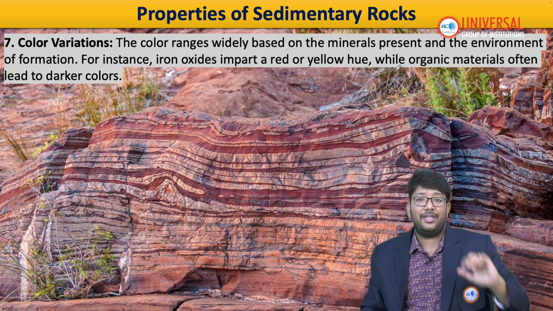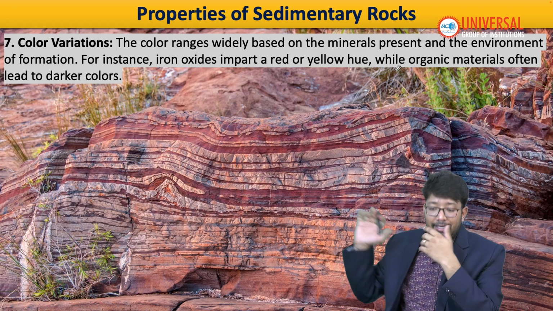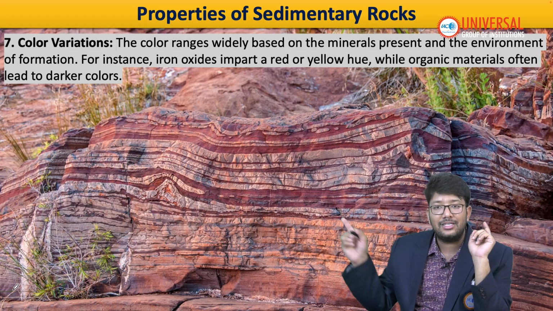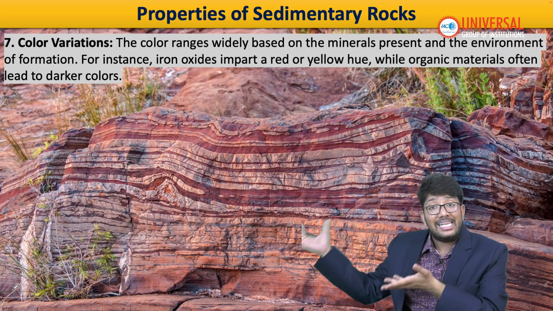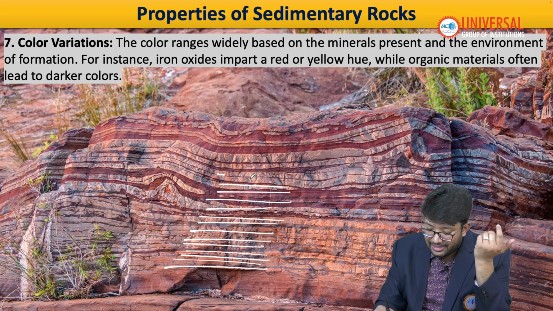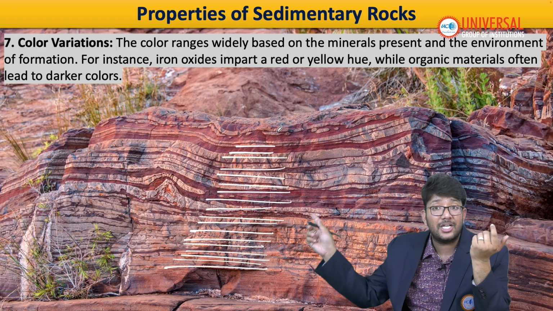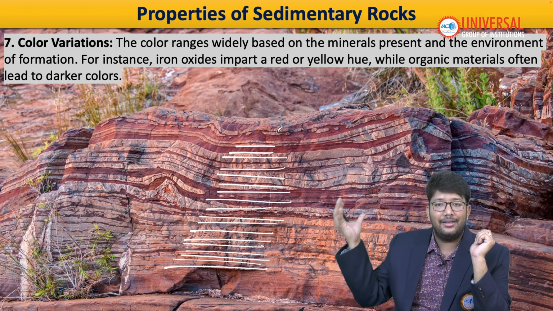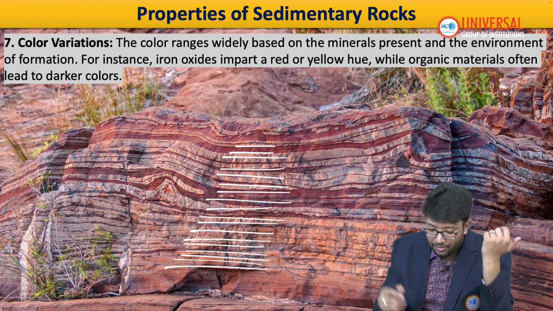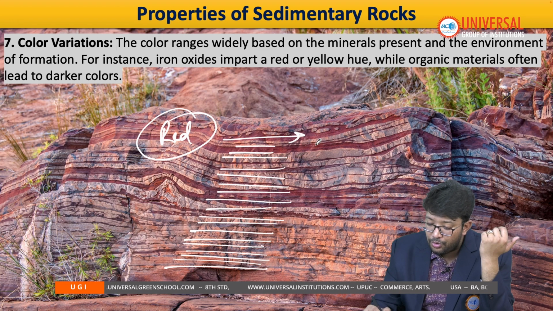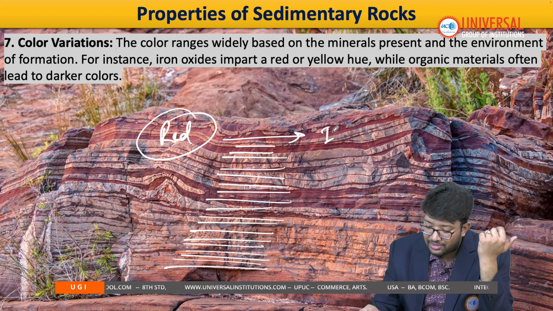Seventh is color variations. As you can see, there are a lot of colors. Which type of rock is this? Tell me. This is clearly a sedimentary rock, as you can see the layers. You won't find such properties in igneous or metamorphic rocks. You have to remember that. And this coloring, sometimes it's red, like right now this particular rock is red, and this red color is due to what? Iron oxides.